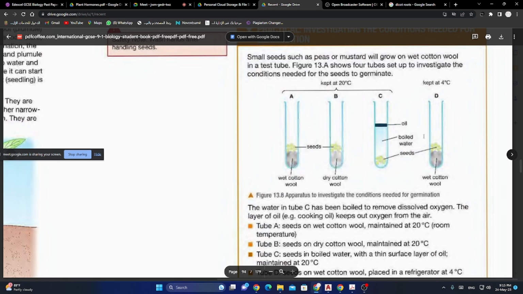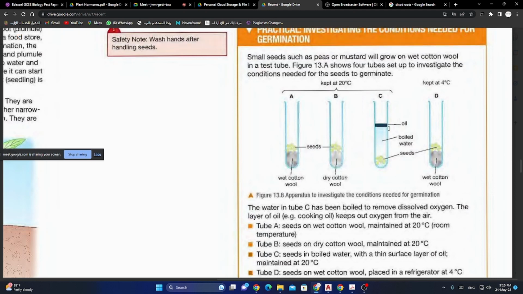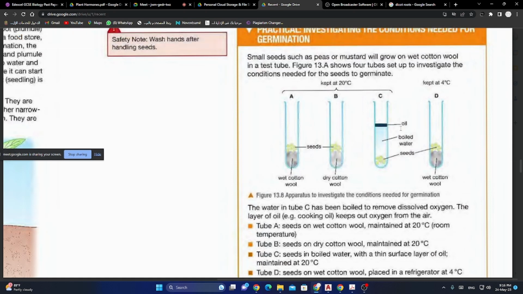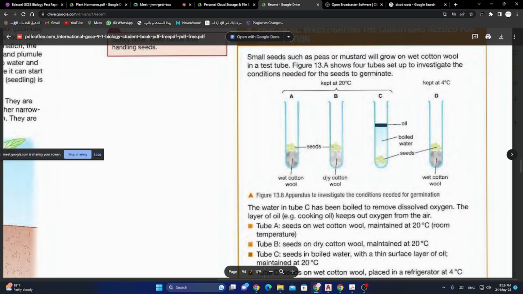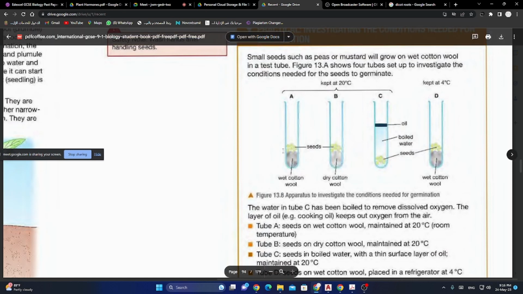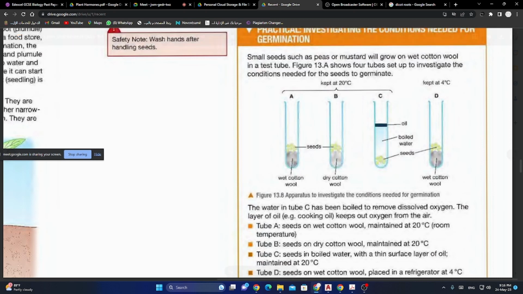Here, they gave it enough water, they gave it enough oxygen, but they decreased the temperature. Here, they gave it the best temperature, they gave it water, but then they removed any oxygen that could reach the seeds. They boiled the water so that it doesn't have any oxygen in it, and they put a layer of oil so that oxygen from the air can't diffuse into the water. Then for this one, they gave it enough air, they gave it a favorable temperature, but they didn't give it any water. They gave it a dry cotton wool, so there's no water in it. Then for this one, they gave it everything it needs in order to germinate.